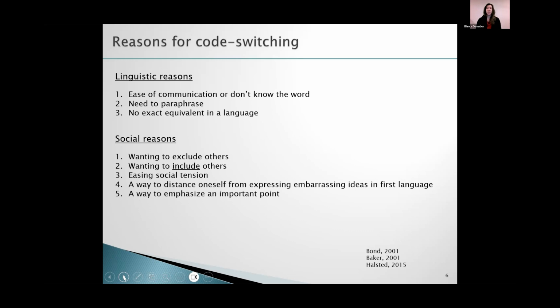It can ease social tension, and sometimes bilinguals may code switch into another language if an idea that they're expressing is perhaps somewhat embarrassing in their first language. So it can provide some emotional distance, or potentially a way to emphasize an important point.